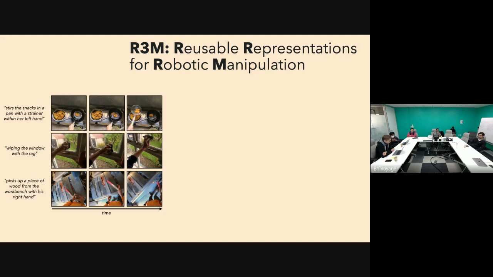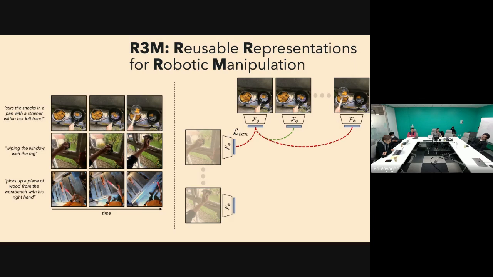So this is the language that accompanies these videos. And then our training objective. First, we have this time contrastive component. Given the top video, the green line means pulling together and the red lines mean pushing apart. So we're saying states closer in time should be pulled together, while states farther in time or states from other videos should be pushed apart.